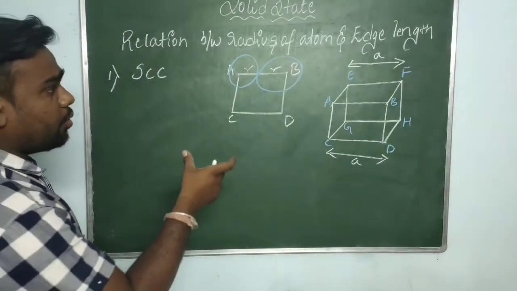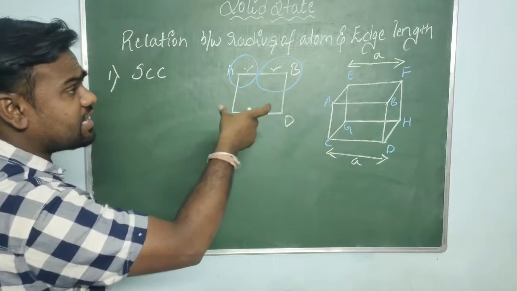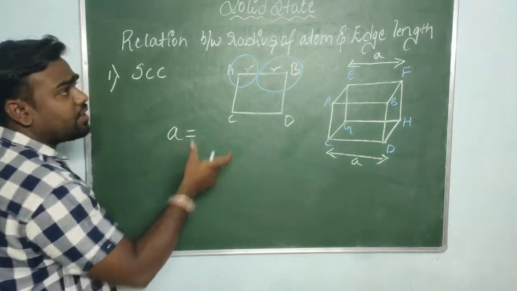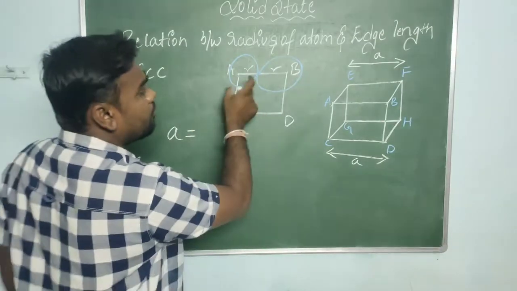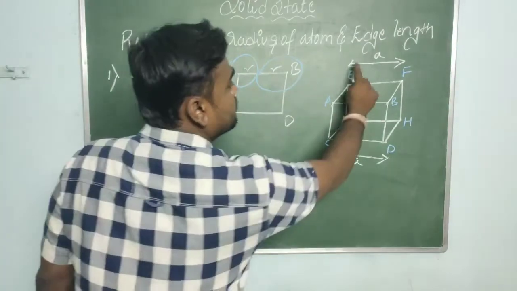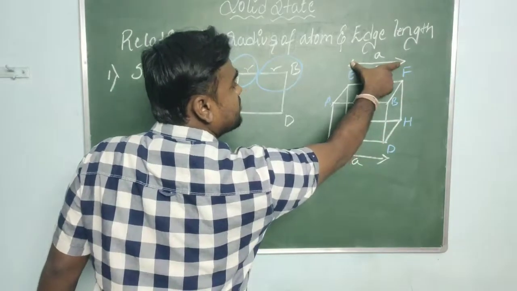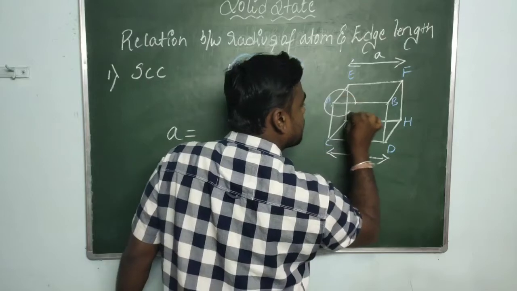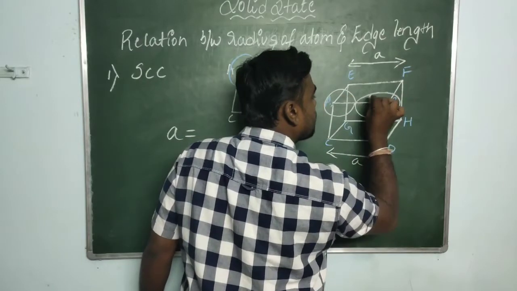Now we are going to study the edge length. The edge length is nothing but a. If you take a plane, a equals the edge length, a is equal to 2r. Correct? 2r.